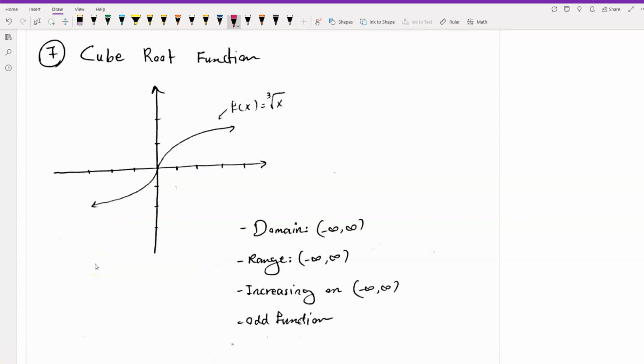Next one, cube root function. So f of x equal to cube root of x. Here our graph, we have an arrow and domain. From left to right, what we have on the x-axis, we have negative infinity. Going to the right, we have positive infinity. And that is again the same for range. So here we have negative infinity on top, positive infinity.